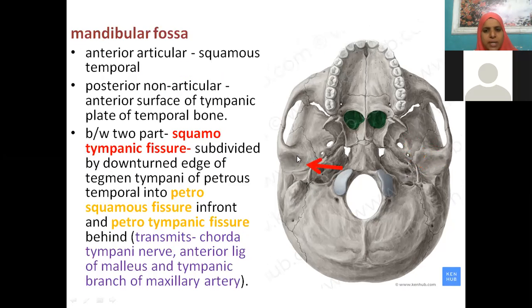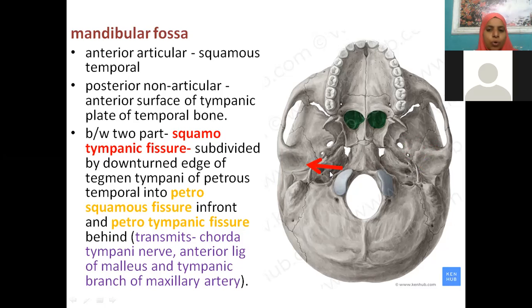Now, this fossa is the mandibular fossa. It has certain fissures. You can see the anterior part is formed by the temporal bone, the smooth part, which you call the squamous part. The posterior part is formed by the external acoustic meatus area. Between them there is a fissure called the squamotympanic fissure, between the squamous part and the tympanic part of the temporal bone.